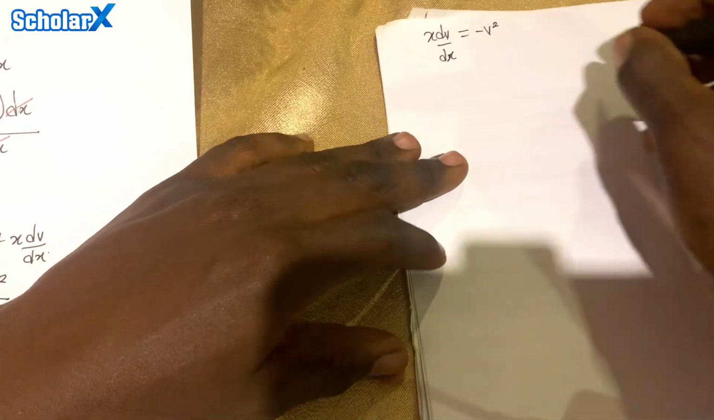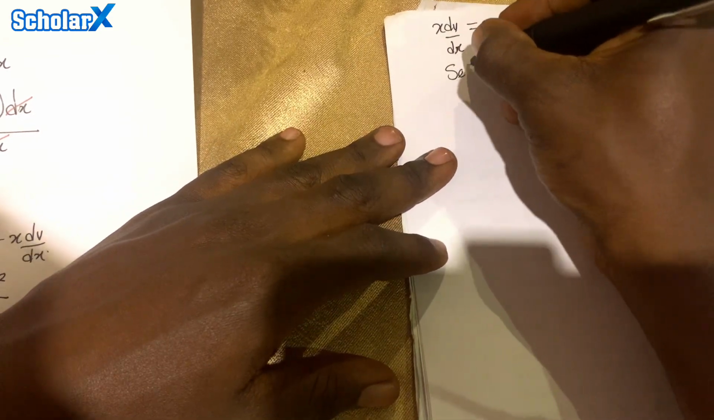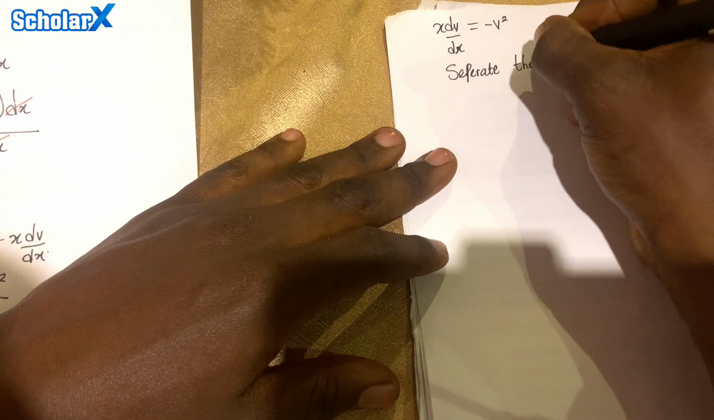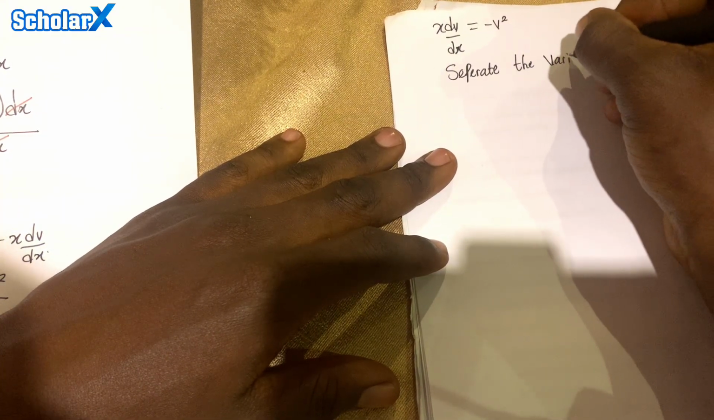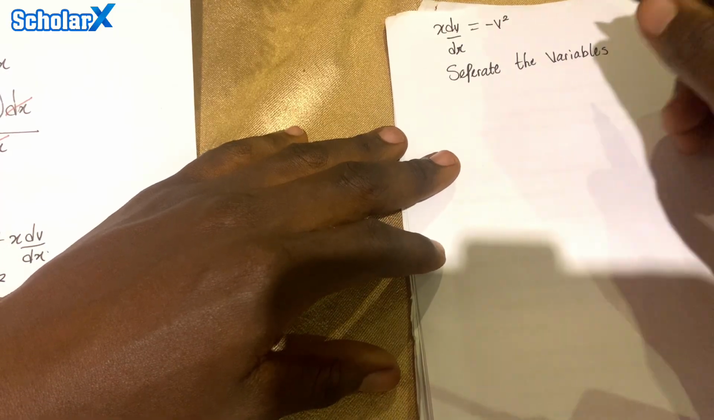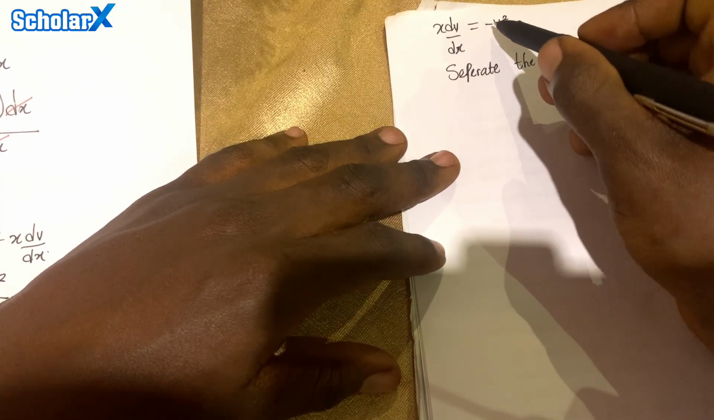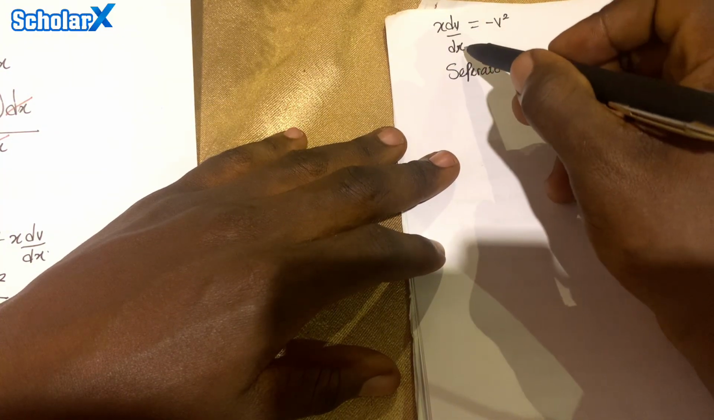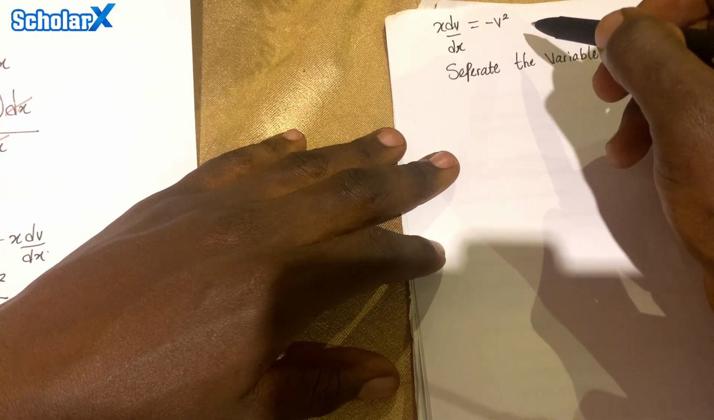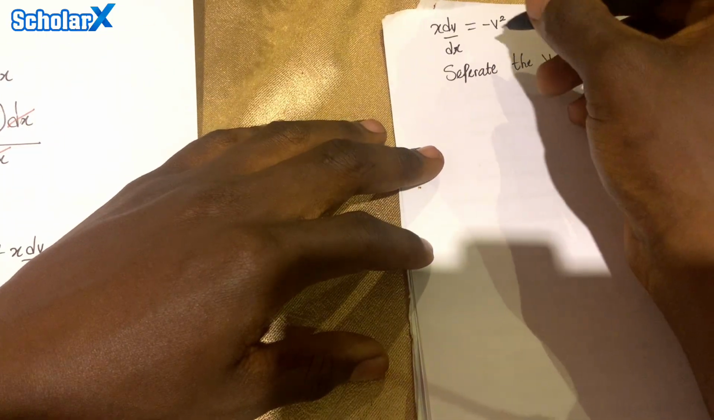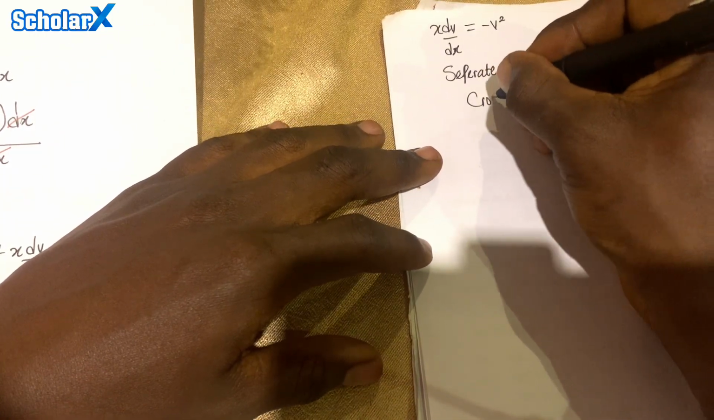Now we're going to separate the variables. What do we mean by separate the variables? We're going to take everything x to dx and take everything v to dv. So this v² is supposed to come to this dv, and then this x and this dx is supposed to go to the other side. So how do we do that? We can cross multiply. Let's cross multiply.